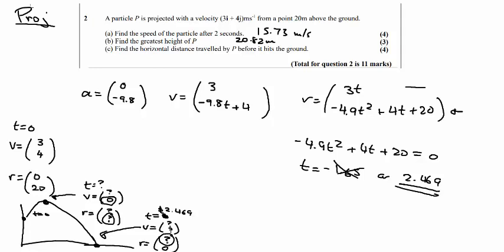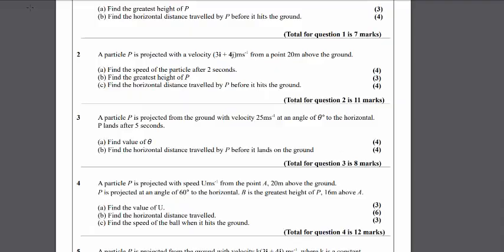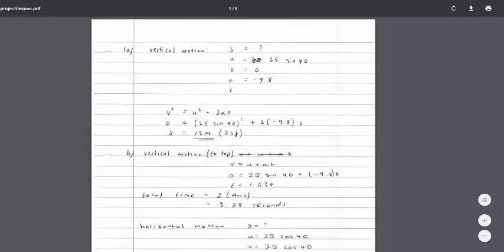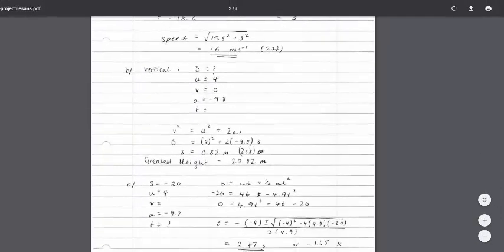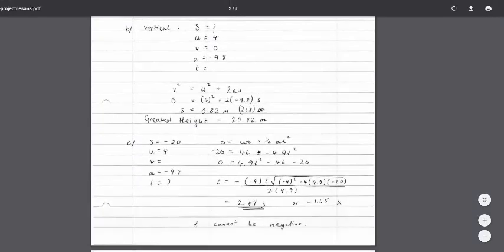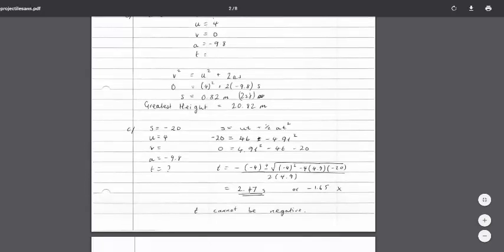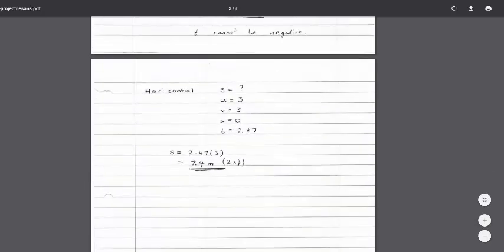T equals 2.469. The answer for this one is 7.407 meters. Again, I don't think the units are important. Is that what they got as well? Yep. See, look at this: T cannot be negative. They actually want you to say that. The answer is 7.4. Good.